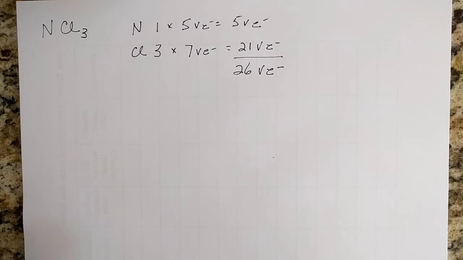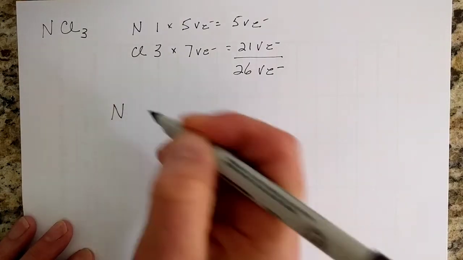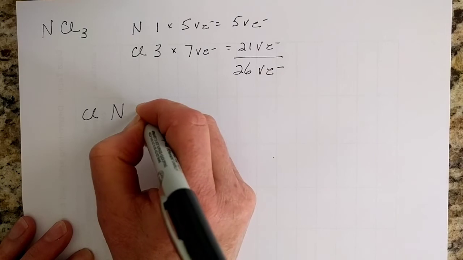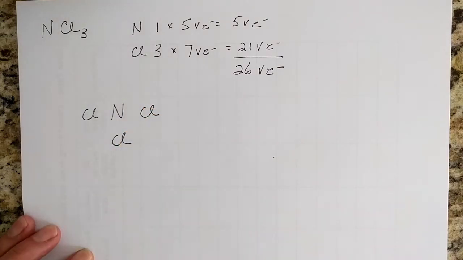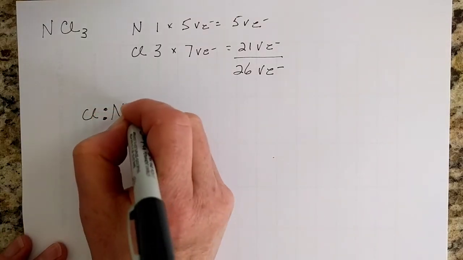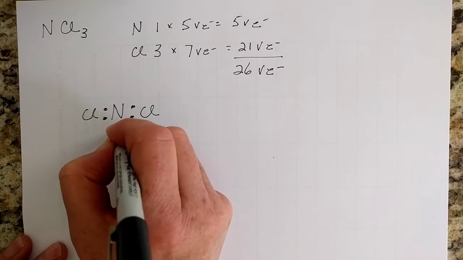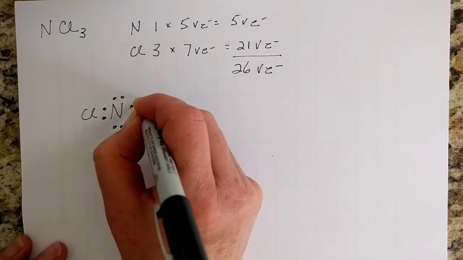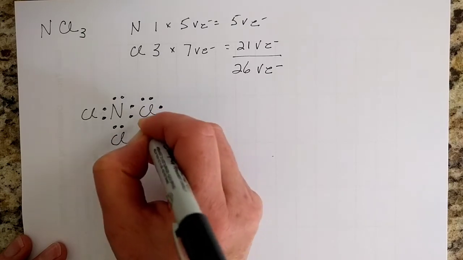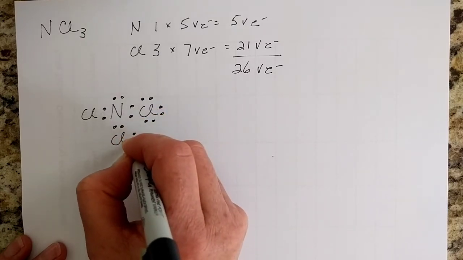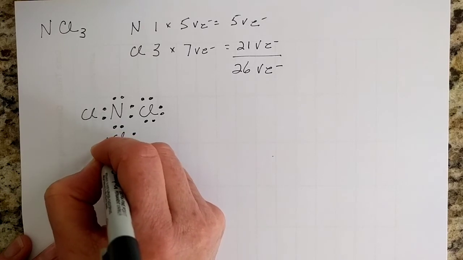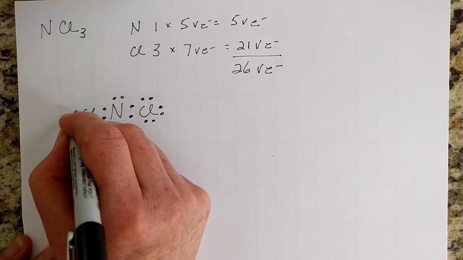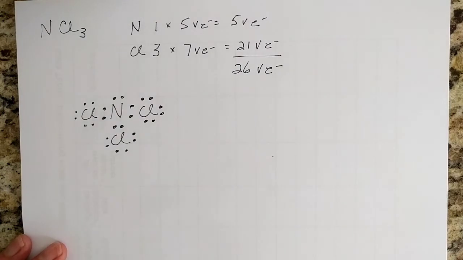No more, no less. All right, so we're going to put the nitrogen there in the middle, and then we'll put our chlorines around it. And now we're going to put in our 26 valence electrons, and we want to give each of these atoms the octet. All right, so we put them in. 1, 2, 3, 4, 5, 6, 7, 8, 9, 10, 11, 12, 13, 14, 15, 16, 17, 18, 19, 20, 21, 22, 23, 24, 25, 26.